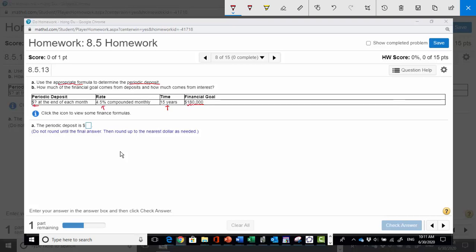So in order to find the amount of periodic deposit, we do have a formula for that. That formula tells us the periodic deposit will equal the value of the new annuity, or the financial goal, times the interest rate over n. The bottom is open parenthesis 1 plus r over n raised to n times t, minus 1. So this is the formula we are going to use.